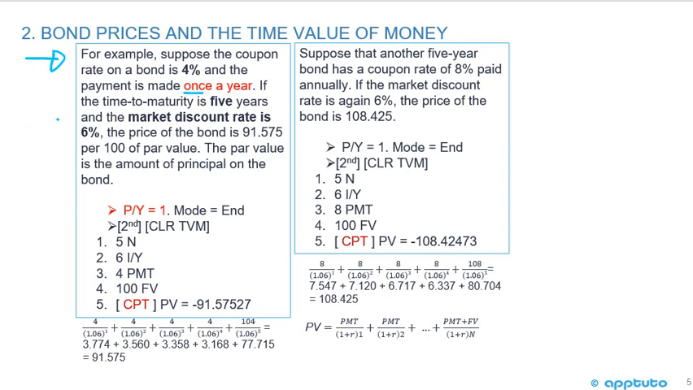If the time to maturity is 5 years and the market discount rate is 6%, then the price of the bond is 91.575 per $100 of par value. The par value is the amount of principal on the bond.